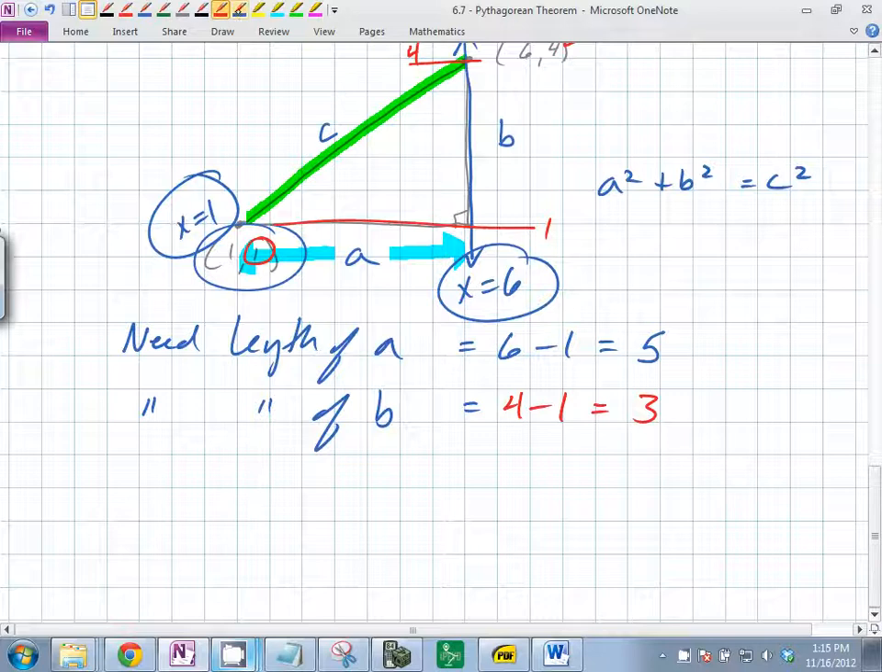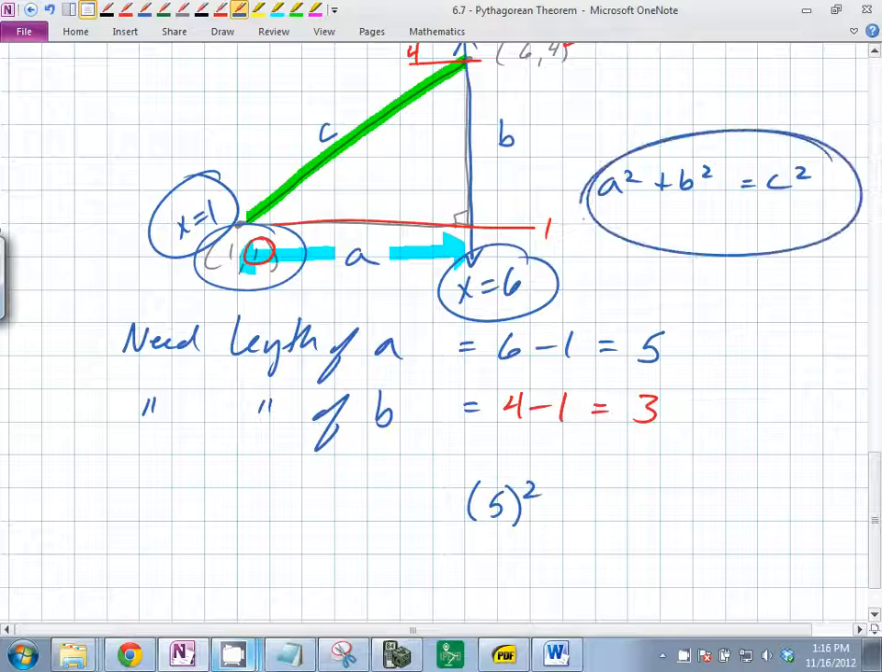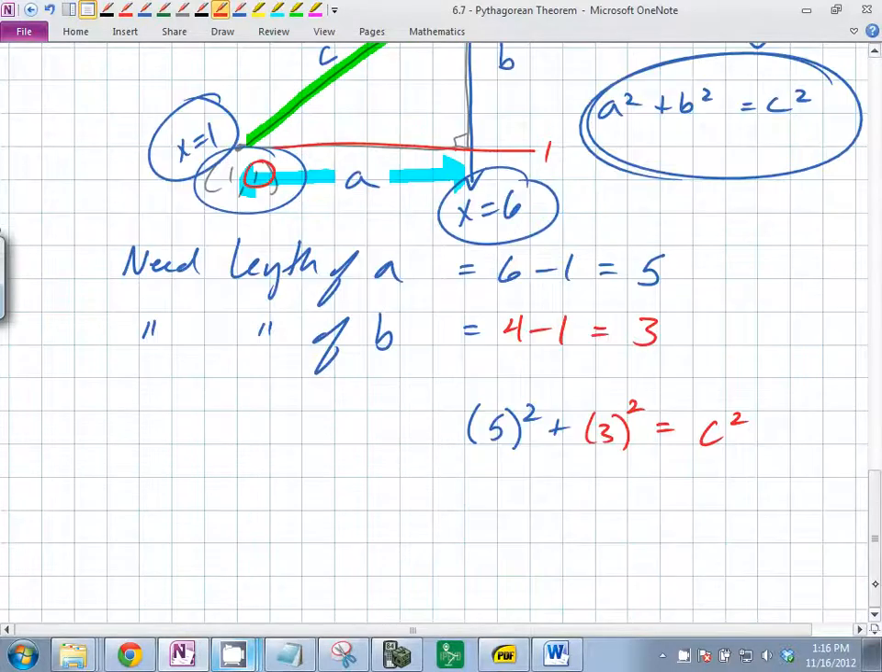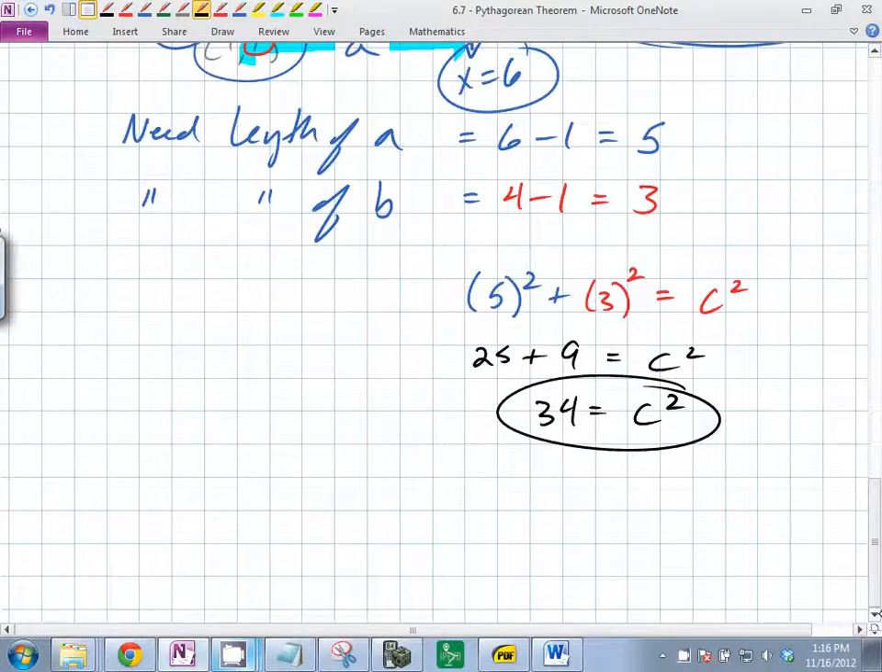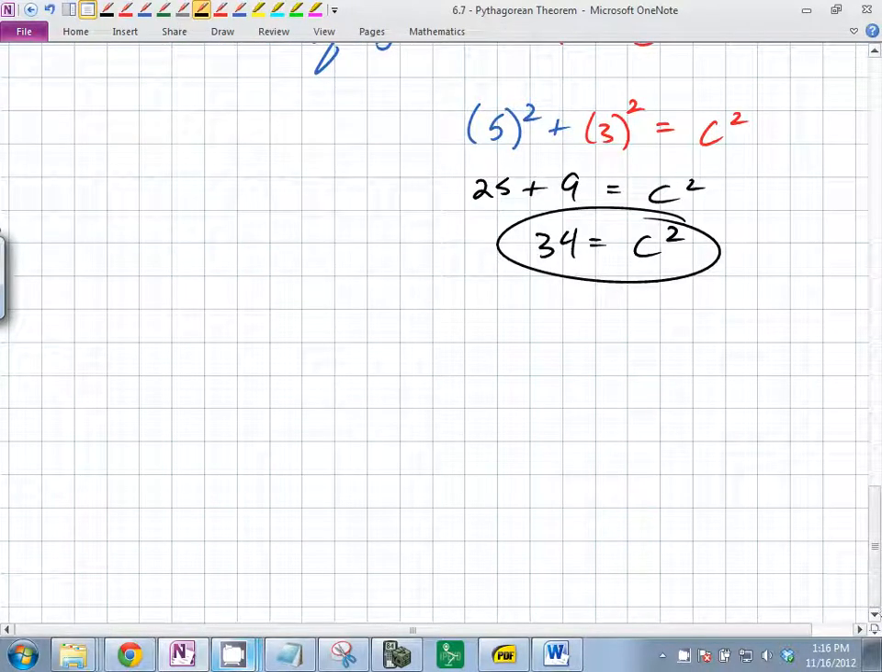And we can do some substitution. So if a is equal to 5, we get 5 squared, and we're plugging it into the Pythagorean equation, and we're adding to it 3 squared, which is our b value. Well, 3 is the b value, and we're squaring it, and that's going to equal c squared. So we get 25 plus 9 equals c squared, so 34 is equal to c squared. If we know that 34 is equal to c squared, we want to isolate c, which is the length we want, so we're going to square root both sides. So c is going to be equal to the square root of 34.